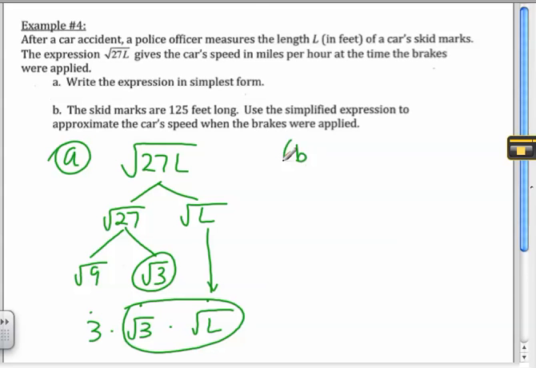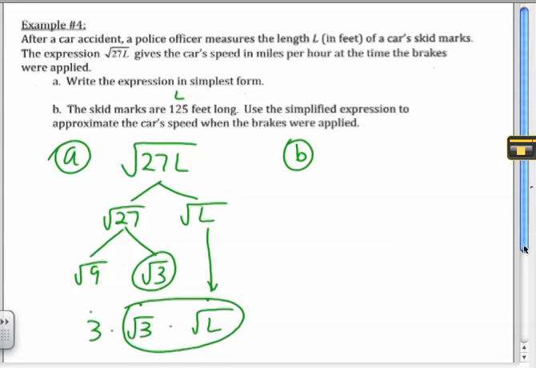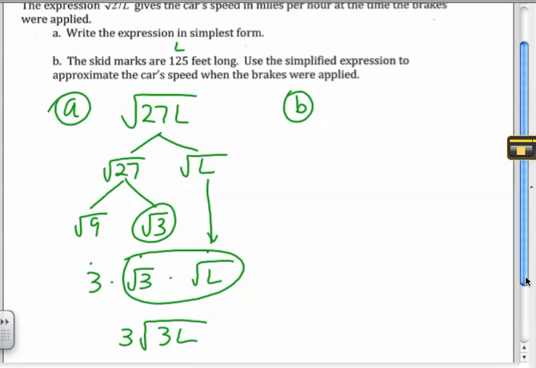Now here's B. B says the skid marks are 125 feet long, so that means that L is 125. It says use the simplified expression to approximate the car's speed when the brakes were applied. Now, it said use the simplified, so that's going to be 3 times the square root of 3, but not L, because we know what L is. It's 125. So now I need to simplify this.